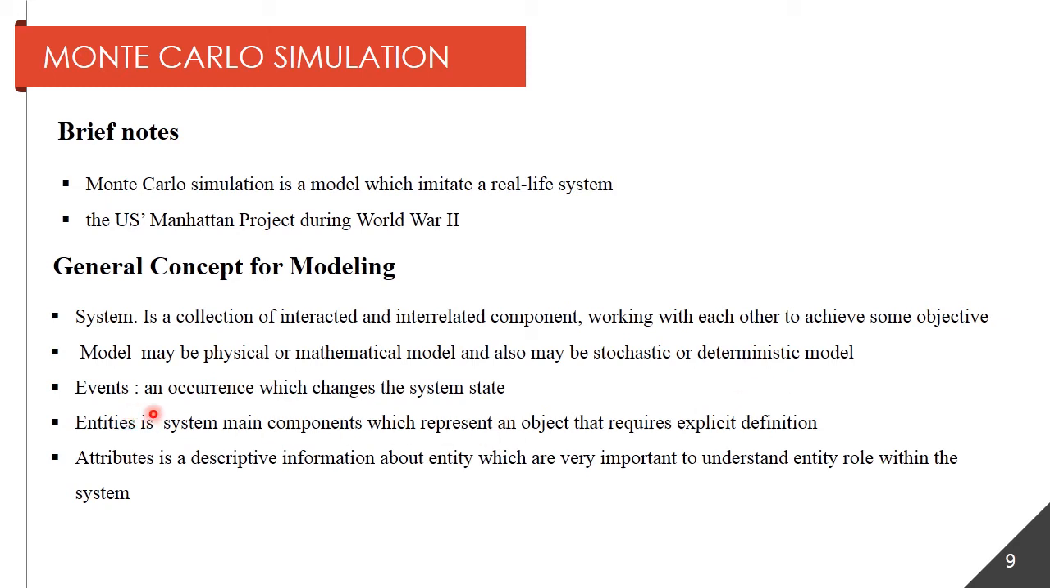Event is something that happens and changes the system state. The main component of the system we call entity, and the descriptive information for this entity is called attribute, and it's very important to describe the entity.